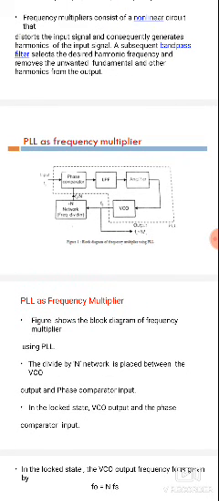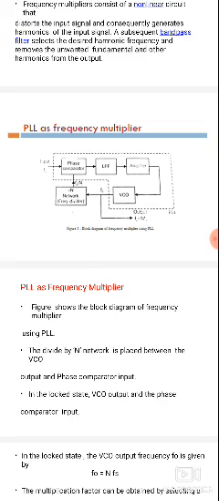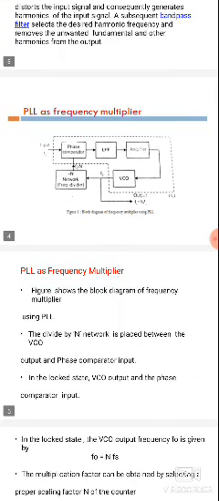So here we are using a band pass filter. The main aim of the band pass filter is to select the desired harmonic frequency and remove the unwanted frequencies, the unwanted fundamental frequencies, from the output signal.